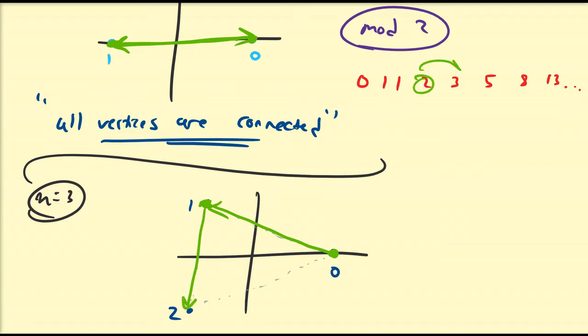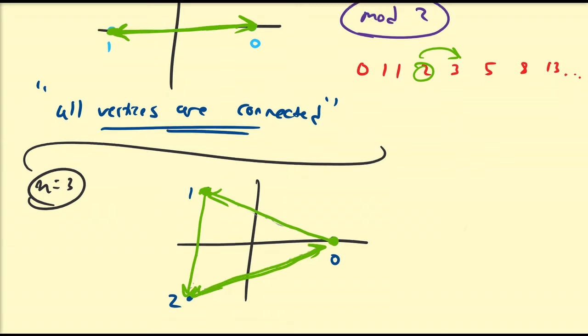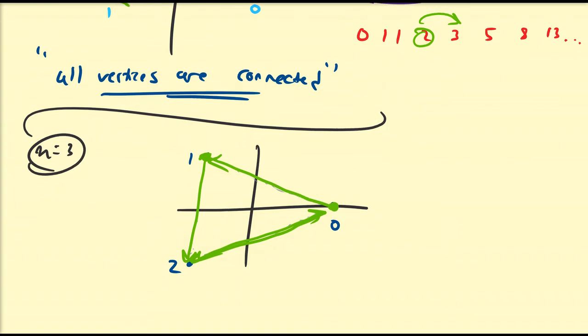And now we're going to go from 2 to 3, and remember 3 modulo 3 is equal to 0, so 2 is going to be mapped to 0. And then we go to 5, well, 5 modulo 3 is 2, so then we're going to go back to 2, and so on. But actually, we're going to stop here because, again, all vertices are connected.